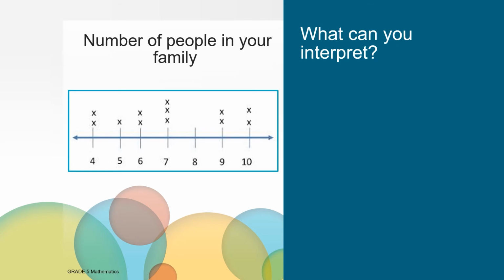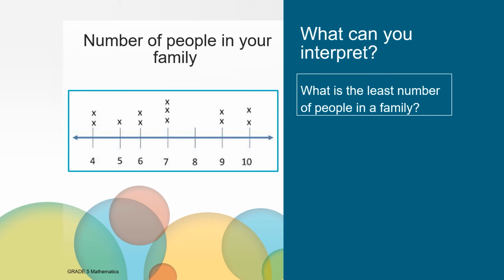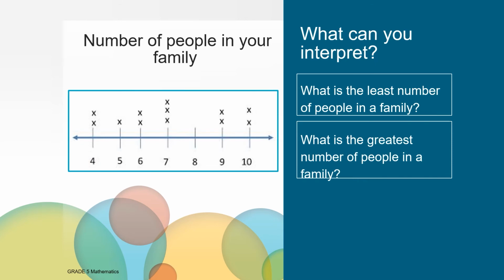What can you interpret from this line plot? What is the least number of people in a family? Yes, 4 is the least number of people in the family. I know this because it's the lowest data value on the number line. What's the greatest number of people in a family? That's correct. 10 is the greatest number of people in a family since it's the greatest data value on the number line.